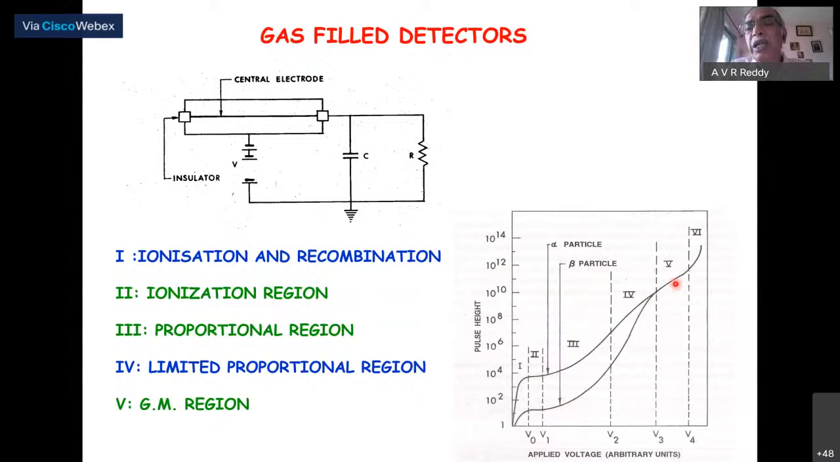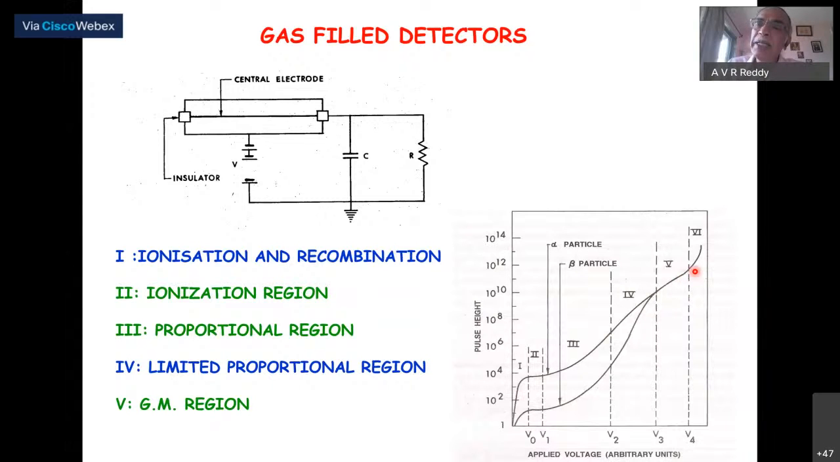And there we lose the idea about which type of radiation is causing the ionization and how much amount of energy it is giving, how many number of ions are produced. All the information is lost, except that there was an initial ionization, primary ionization. Therefore, I get this height. And this region is called GM region.